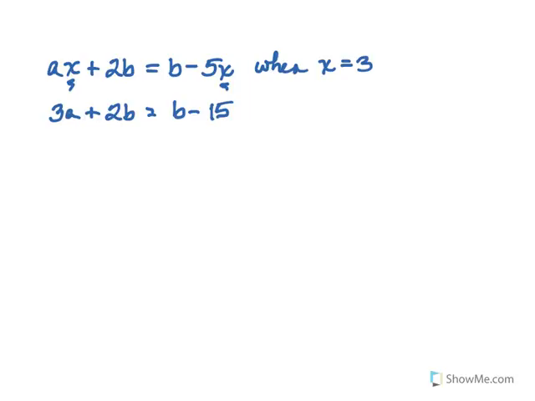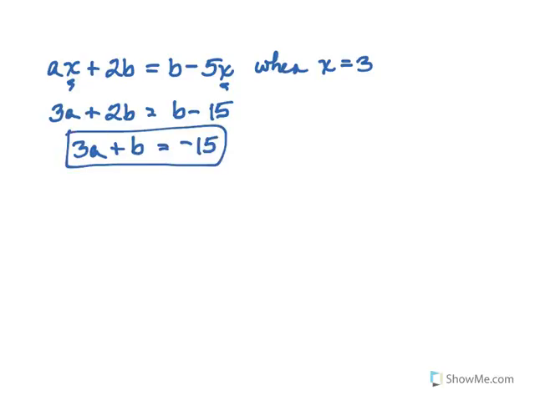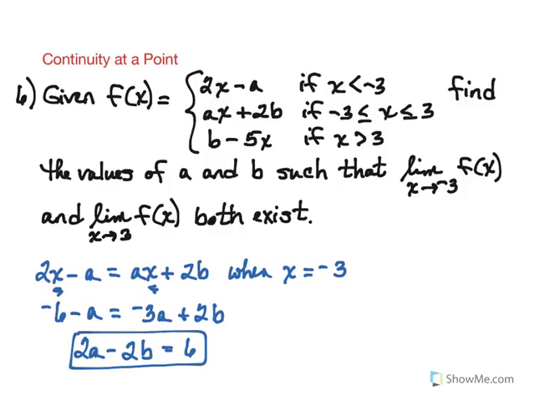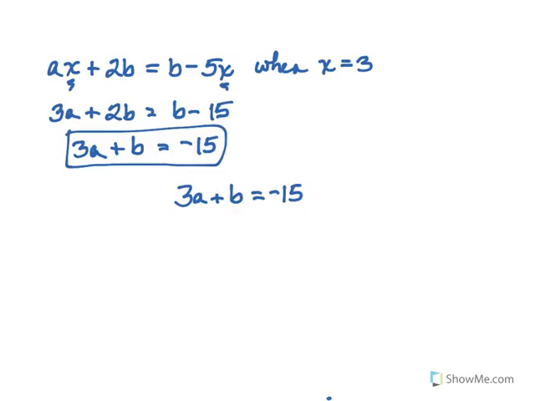And we're going to rearrange. So that means we would have 3a plus b equals -15. So there's the second equation in the system we're going to have to solve. So we have this 3a plus b equals -15. Remember what that first equation was, the 2a minus 2b equals 6. So back to your Algebra 1 days, we have a system to solve.